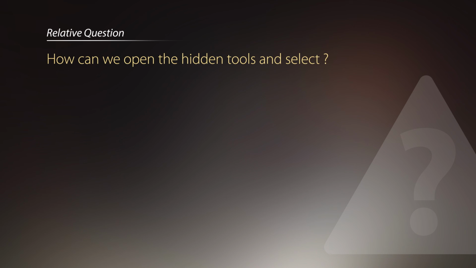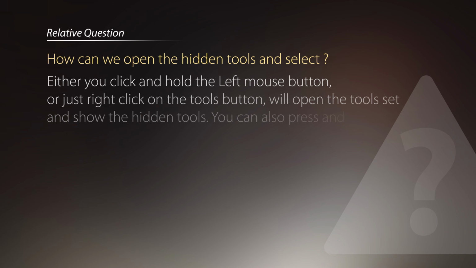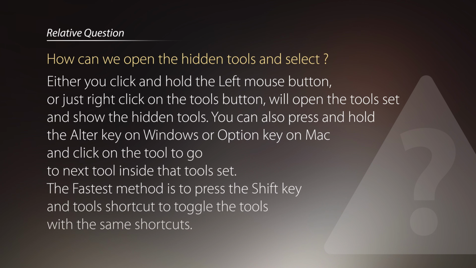So let's talk about relative questions. The question is, how can we open the hidden tools and select? Either you click and hold the left mouse button or just right click on the tools button will open the tools set and show the hidden tools. You can also press and hold the Alt key on Windows or Option key on Mac and click on the tool to go to next tool inside that tool's set. The fastest method is to press the Shift key and tools shortcut to toggle the tools with the same shortcuts.